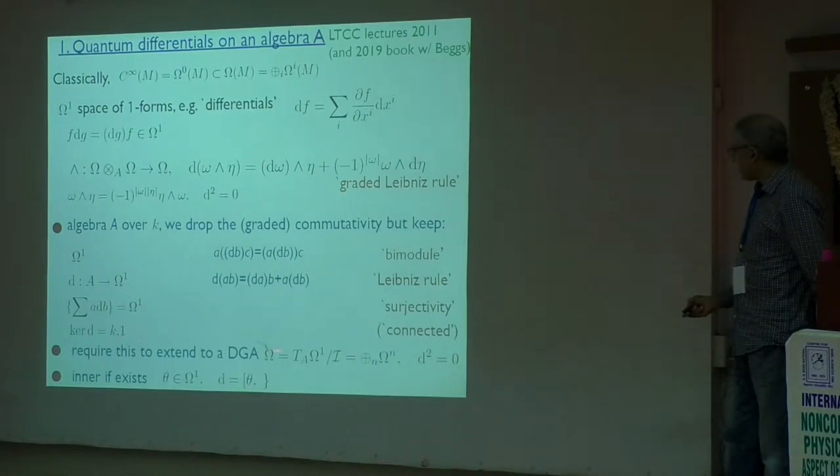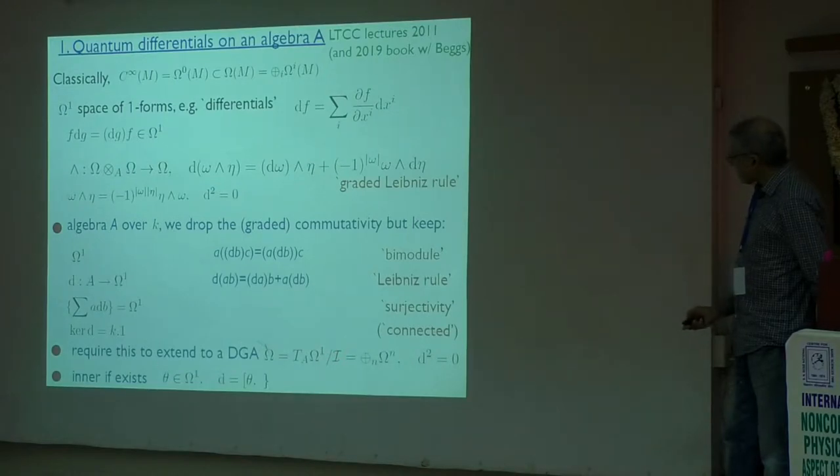In a connected manifold, the kernel of D will be just the constant functions, multiples of the constant function. That's an optional condition. Then we will require this to extend to a whole differential graded algebra, obeying this axiom with D squared equals 0 here. That will be a quotient of some universal construction.